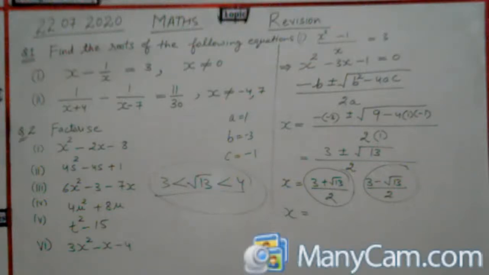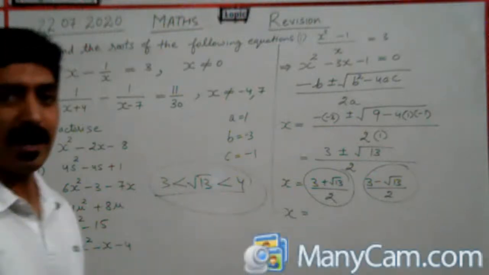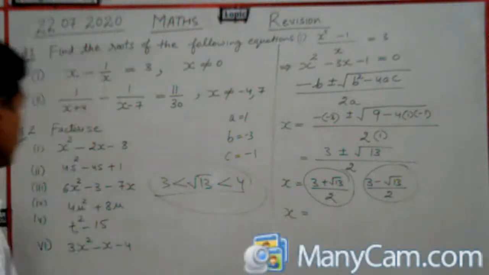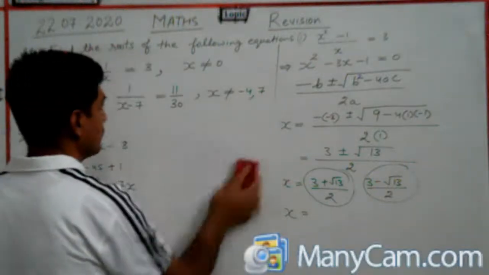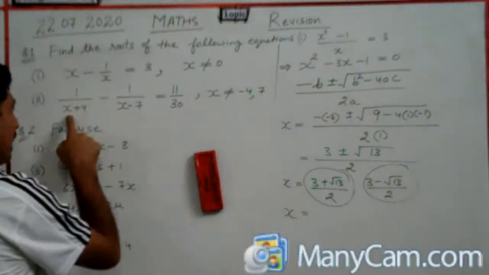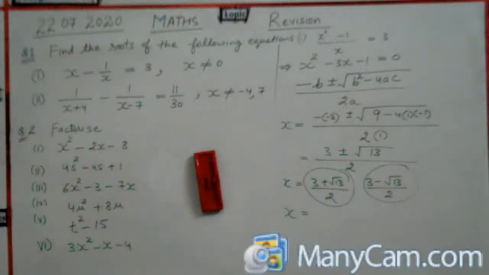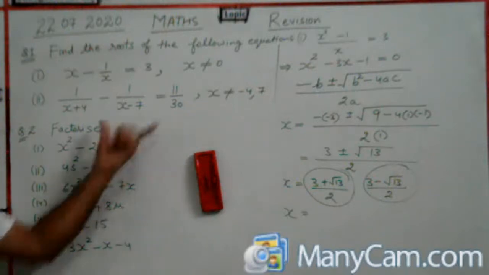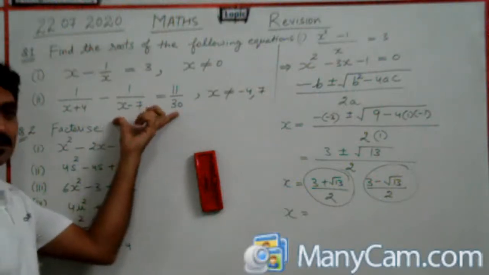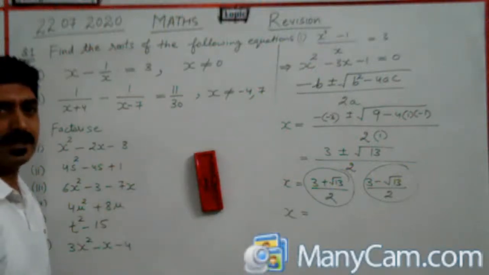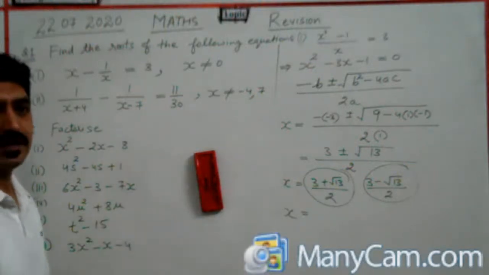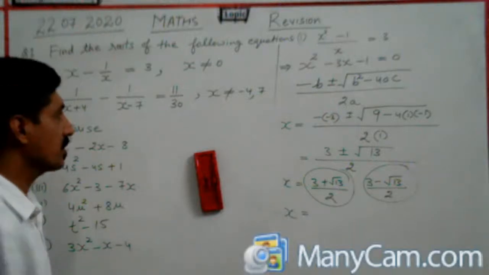Second part, that is here 1 upon x plus 4. Go on solving the second part in the same way. Solve first the equation, write it in the standard form, and then find the roots of the equation.